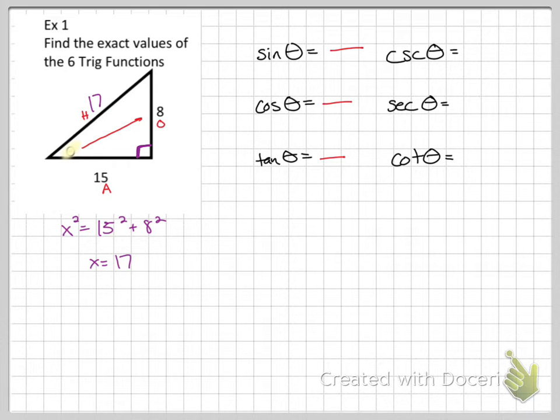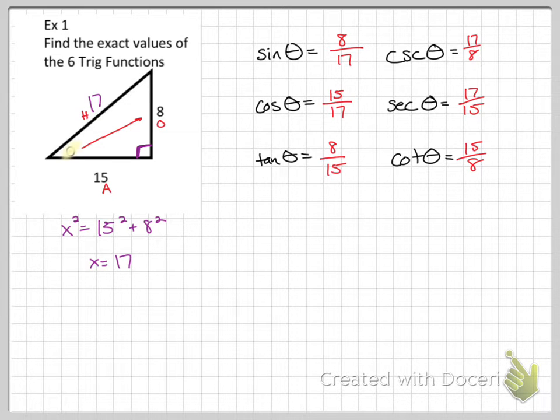Sine is opposite over hypotenuse. Cosine is adjacent over hypotenuse. And tangent is opposite over adjacent. Now, because I wrote these down in partners, all I have to do is flip it over. Cosecant, 17 over 8. Secant, 17 over 15. Cotangent, 15 over 8.